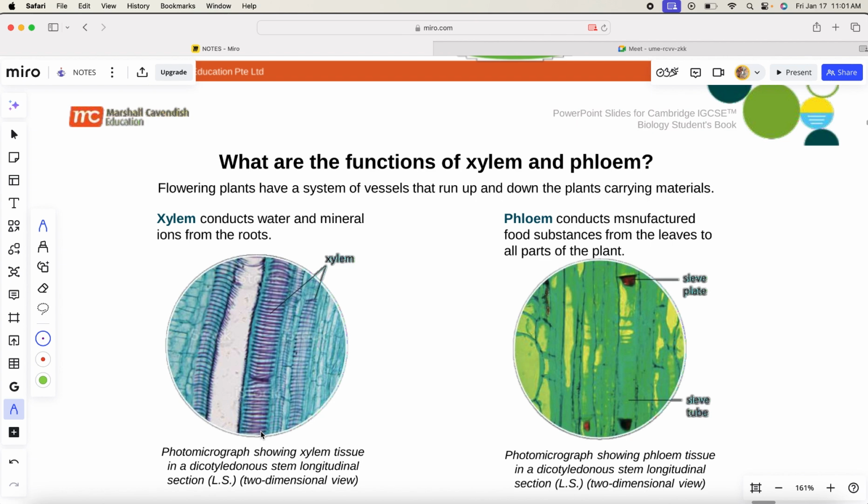Now let's go to the second one, the phloem tube. The phloem tubes conduct manufactured food. They carry manufactured food. What is the manufactured food made by the plant? The glucose. The glucose is a simple example, or sucrose. But it does not carry the glucose. When glucose is made, glucose is converted to sucrose. Now the phloem tube carries the sucrose. The sucrose is a double sugar.